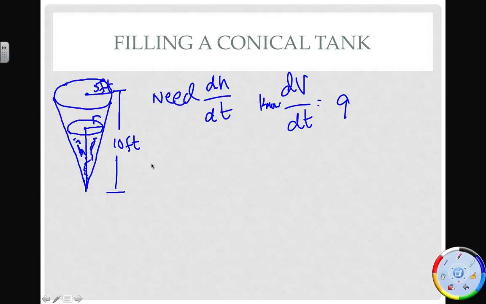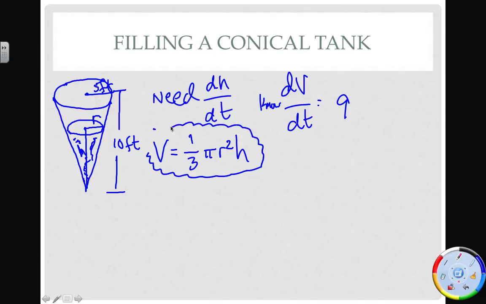All right, so you might remember the volume formula. Since we're looking at the volume of a cone, volume is 1/3 pi r squared h. Now, here's a problem that we come across with this particular example. There are 3 variables, but we only know dV/dt, and we need dh/dt, which means I have no idea what r is right now. So there is a way that we can eliminate the r value.